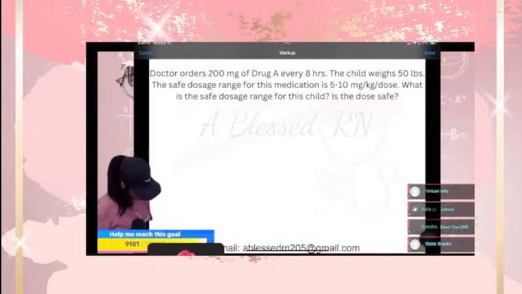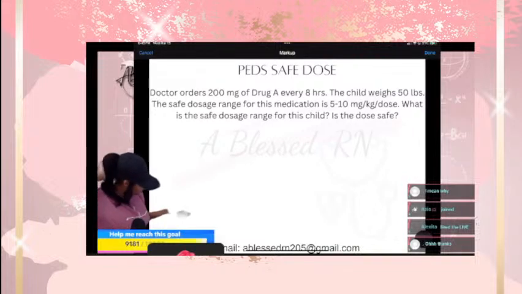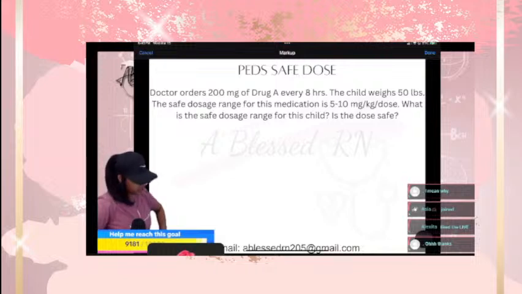Let's do this one. Doctor orders 200 milligrams of drug A every 8 hours.